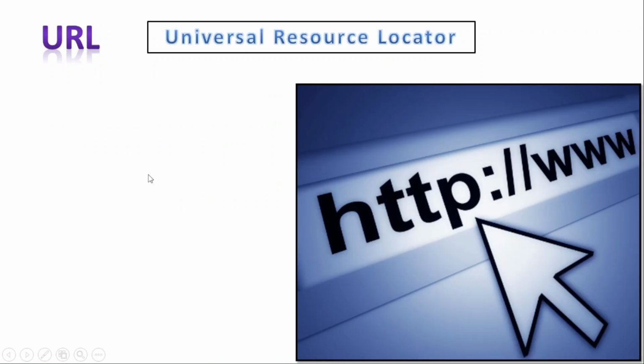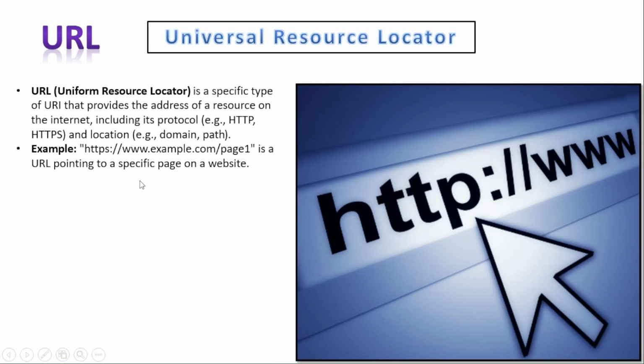URL, that is Uniform Resource Locator. So URL, or Uniform or Universal Resource Locator, is a specific type of URI that provides the address of a resource on the internet, including its protocol, for example HTTP or HTTPS, and location, for example domain and path. Example, again, https://www.example.com/page1 is a URL pointing to a specific page on a website.